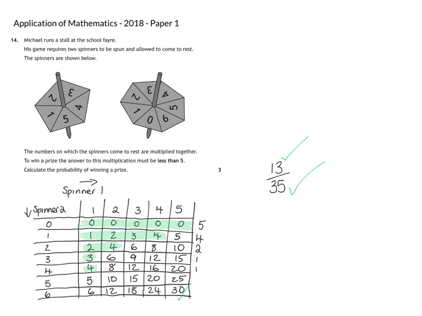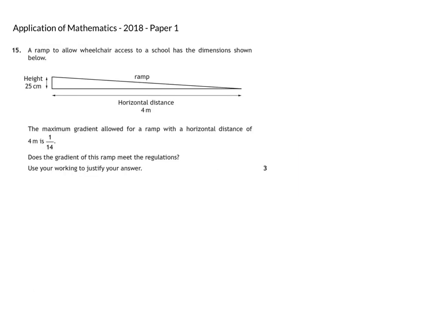But other than that there's nothing there that's overly worrying in the marking scheme for you. Okay, so on to our last question, which is question 15. We have a ramp to allow wheelchair access to a school has the dimensions shown below. The maximum gradient allowed for the ramp with a horizontal distance of 4 meters is 1 over 14. Does the gradient of this ramp meet the regulations? Use your working to justify your answer.